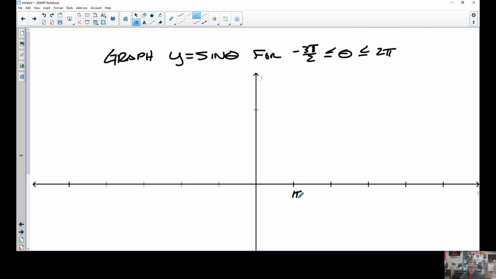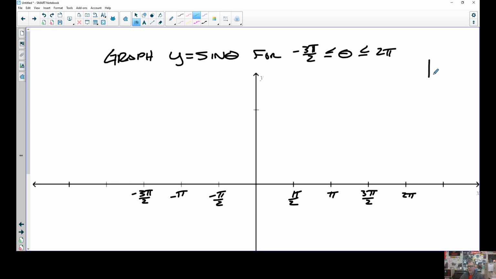So this would be pi over 2. This would be pi. This would be 3 pi over 2. And this would be 2 pi. And this says 2 pi. So I'm going to stop there. I'm going to go backwards this way and do it by halves, right? So that's as far back as I have to go.